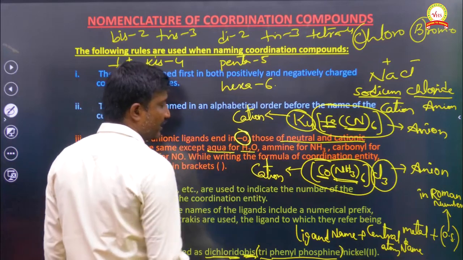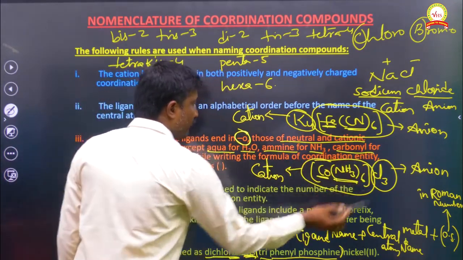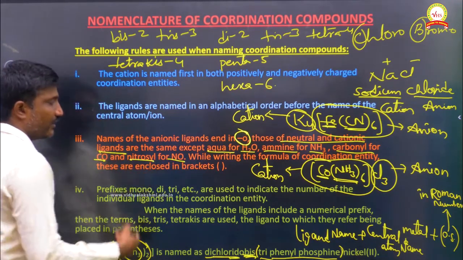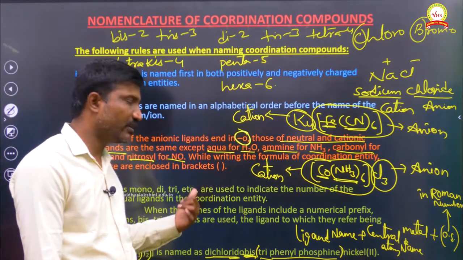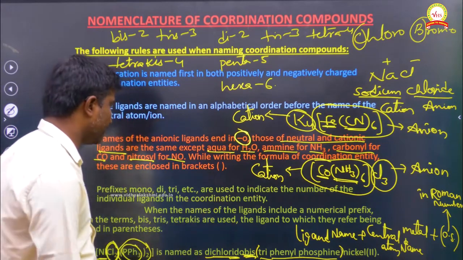If water is there, aqua. If NH3 is there, ammine. If CO is there, carbonyl. If NO is there, nitrosyl. These names we have to give to write down the name of that complex compound. Okay. So, let us see here.